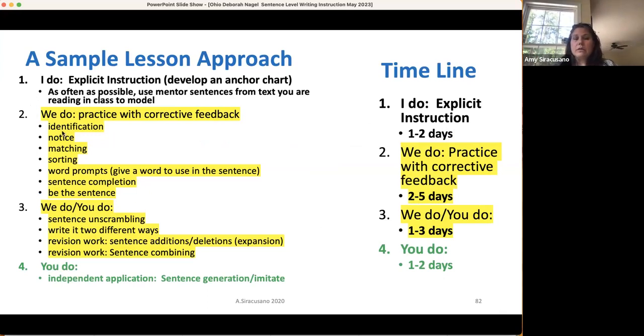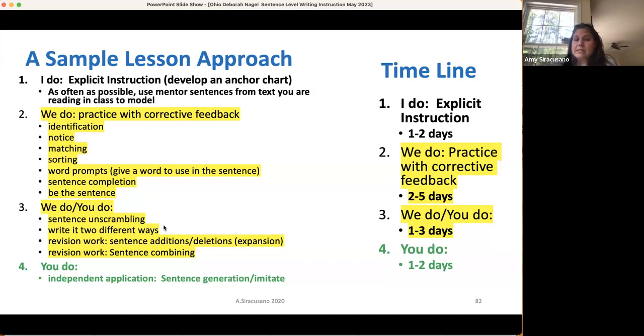So we might do a little bit more identification. We might do some noticing of things in sentences. We might do matching of sentence parts. We might do some sorting, some prompts, some sentence completion, some of the be the sentence that you saw with the index cards. Then we'll move into a we do, you do.